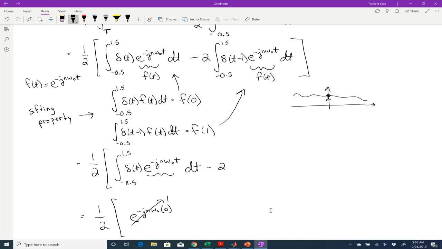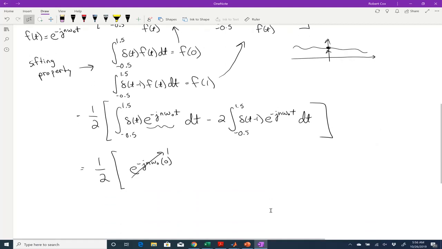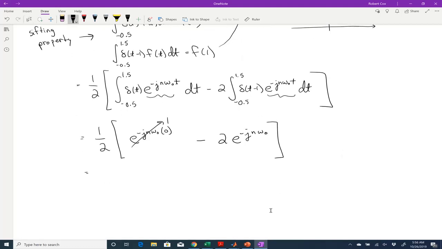So I have minus 2 times the integral from negative 0.5 to 1.5 of delta t minus 1 e to the negative j n omega naught t dt, like that. I'll evaluate that guy with the sifting property. Means that I'm going to need to evaluate that e to the negative j n omega naught t at t equal to 1. So I'm going to say minus 2 times e to the negative j n omega naught, like that. And just like that, my work here is done.